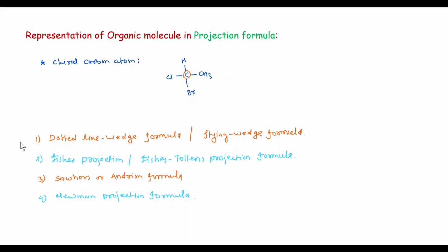First one is the dotted line wedge formula or flying wedge formula. After that, we discuss the Fischer projection formula and interconversion of dotted wedge formula into the Fischer projection formula. After that, we see the Sawhorse or Andreon formula and conversion of dotted wedge formula and Fischer projection formula into the Sawhorse formula. And last, we see the Newman projection formula and conversion of dotted wedge, Fischer projection or Sawhorse projection formula into the Newman projection formula. Let us start with the dotted line wedge formula.